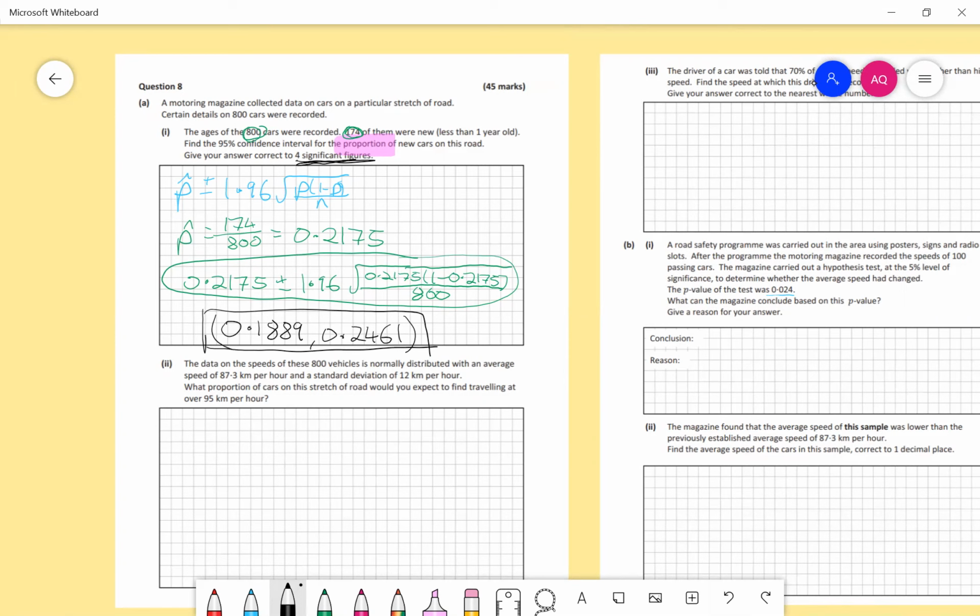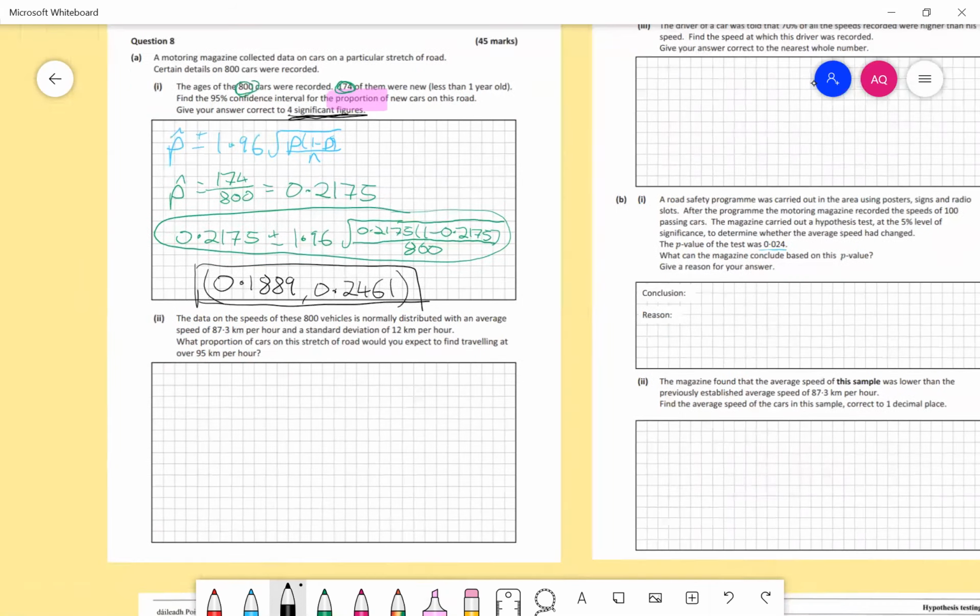Next, it says data on speeds of the 800 vehicles is normally distributed with an average speed of this, with a standard deviation of this. So what proportion of cars on the stretch of road would you expect to find traveling over 95 kilometers per hour? With this, we're looking to find the probability that a randomly selected car will be going at a speed greater than 95 kilometers an hour.